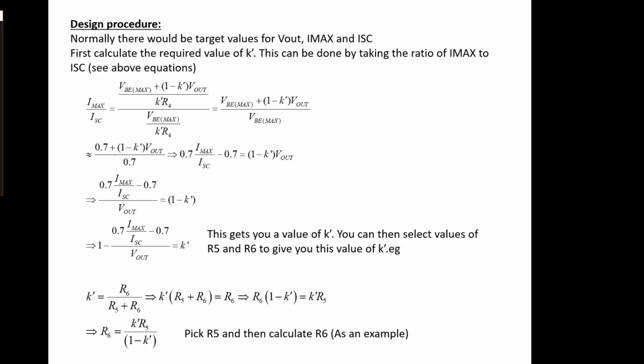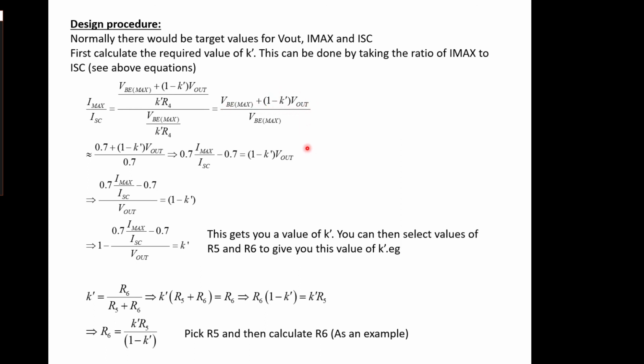Okay, so as a quick example of this design, normally you know what your target value of V out would be. You've got a design value in mind for the maximum current your circuit's going to demand, and you're free to put this where you like, at maybe about a third of what I max would be for protection. So first calculate the required value of K primed. This can be done by taking the ratio of I max to IC. If you took the equations of the previous slide for I max and for IC and ratioed them, lots of things cancel out. You end up with this equation here.